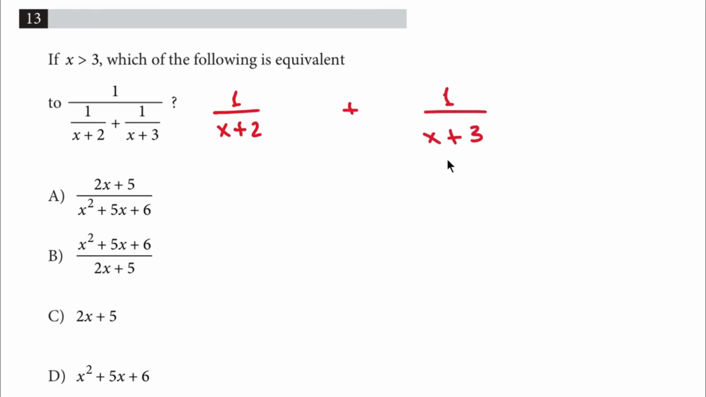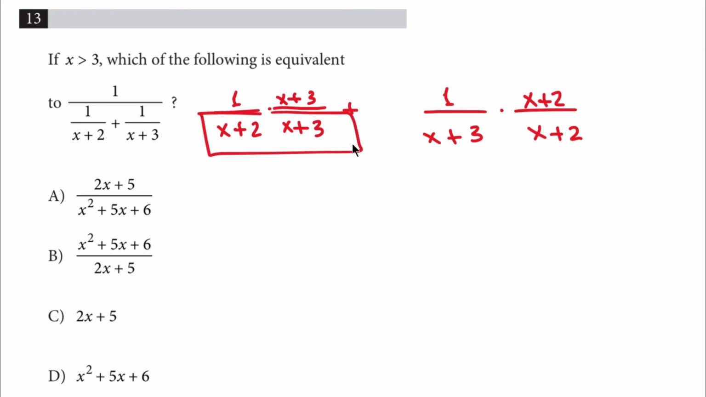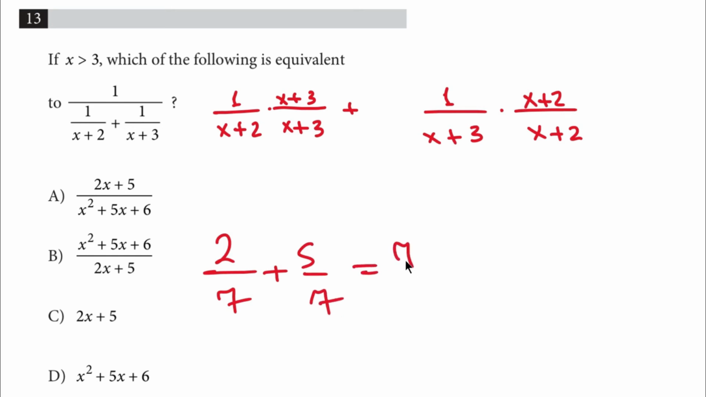How can we get the common denominator? All we have to do is multiply all of this by x plus 3 over x plus 3 in this way, and multiply all of this by x plus 2 divided by x plus 2 in this way. What this is going to do for us is give us common denominators, and as you know, for fractions, in order to sum them up, we need to have common denominators. Just like 2 over 7 plus 5 over 7 is equal to 7 over 7, right? We need to have common denominators right here as well. And this is exactly what we have now.